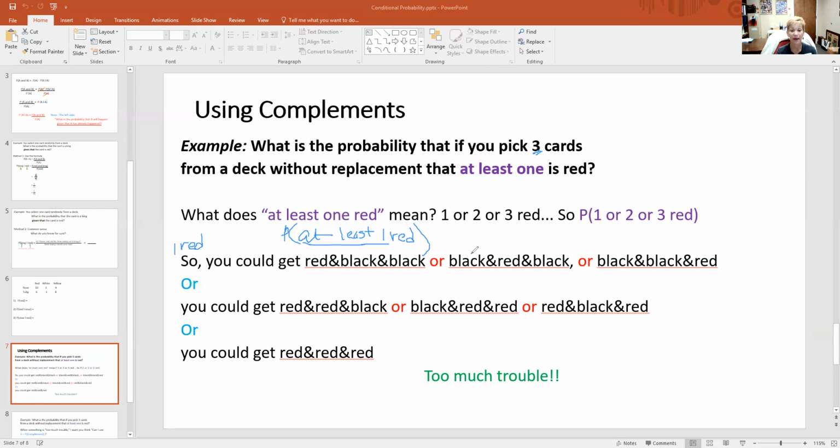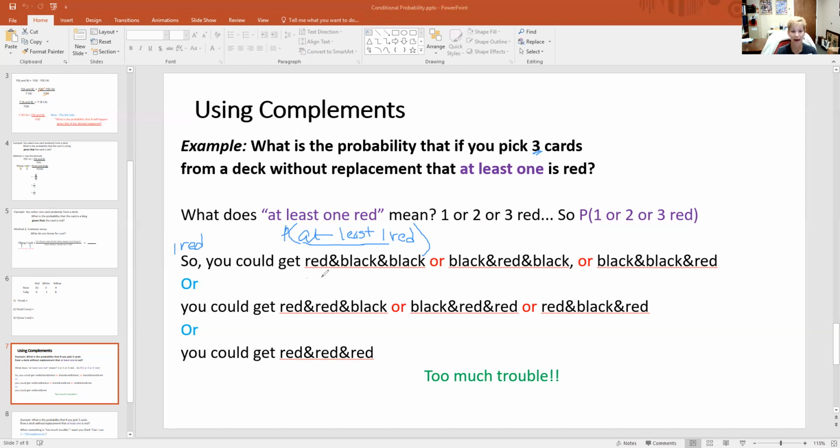Or you might pick a black first and a red second and a black third. That's a different way of getting exactly 1. Or you might get black the first 2 times and red the third time. That's 3 different ways just to get 1 red card. So I would have to do this probability by doing and, the first one red.